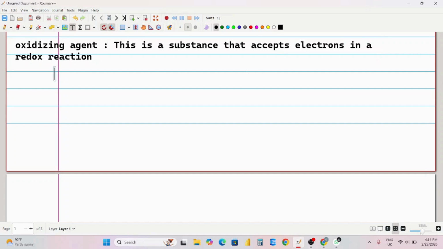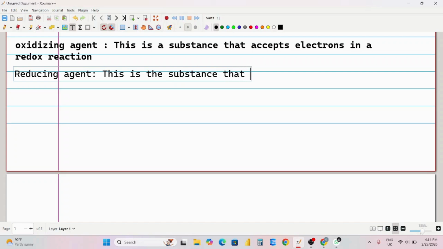Then the second one is the reducing agent. Reducing agents, this is the substance that gives electrons in a redox reaction.